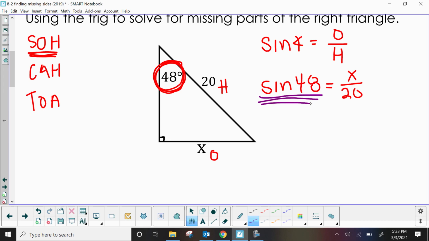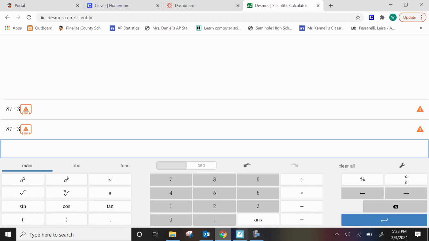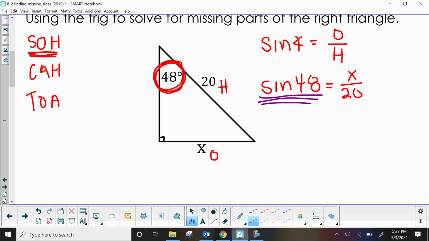So I went to Desmos on the internet to show you. Here's the Desmos, and right here I have the sine button. So I'm going to hit the sine of 48 and hit enter. And it gives me an answer of 0.7431448255. I am only going to use 4 decimal places, so 0.7431. So this becomes 0.7431, and that is equal to x over 20.